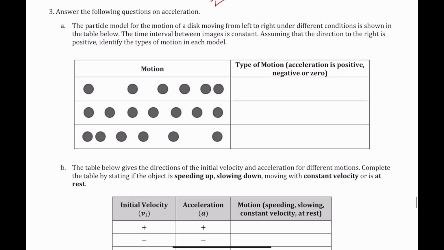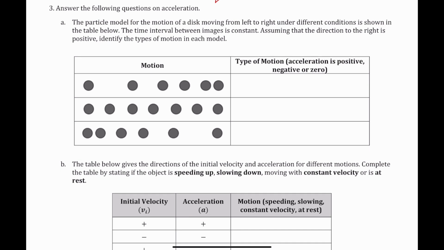3. The particle model for the motion of a disk moving from left to right under different conditions is shown in the table below. The time interval between images is constant. Assuming that the direction to the right is positive, identify the types of motion in each model.